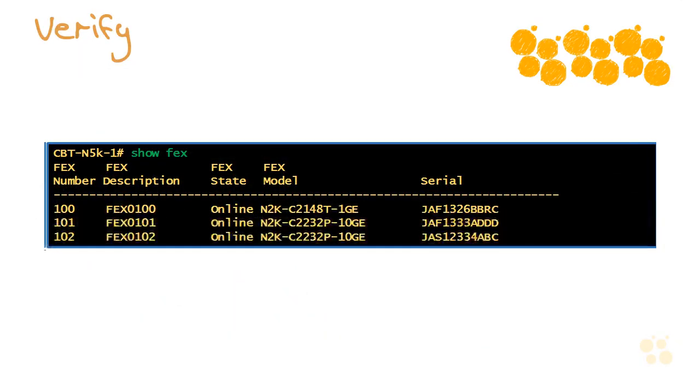Now, one of our key verification commands, of course, is to go to the parent Nexus 5K. Notice that's where we are here. We're on that 5K, and we issue the show FEX command. This is going to give us our FEX number, our description, our state information, the specific model of 2K that we're dealing with, and the serial number. So a key verification, again, from the parent Nexus 5K.